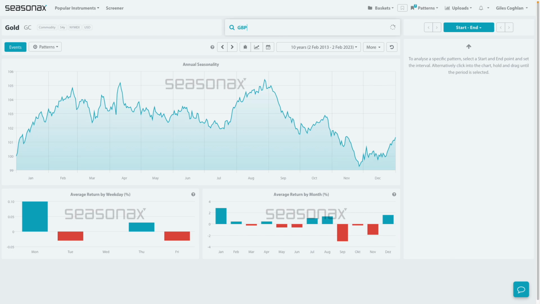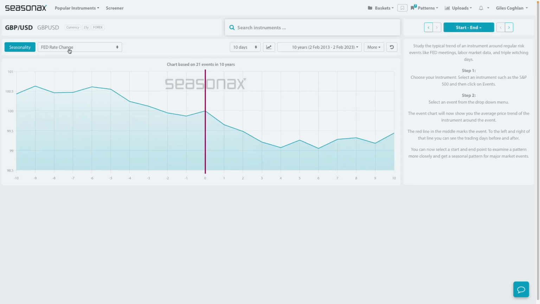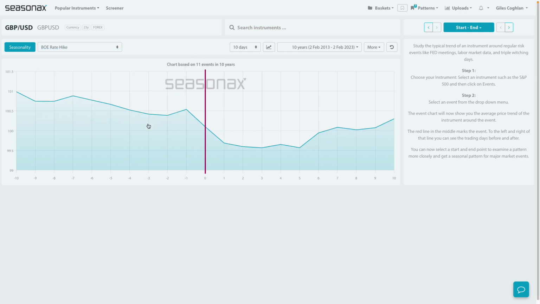First of all, choose the instrument you would like to investigate. We'll use the pound. Then, quickly, choose the event you would like to look at. And we're going to look at the Bank of England rate hike decision.